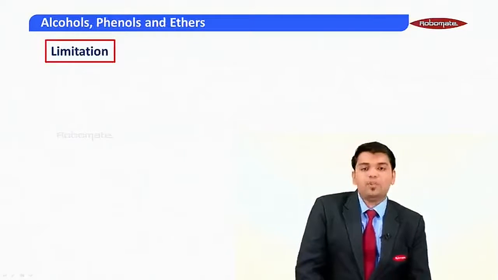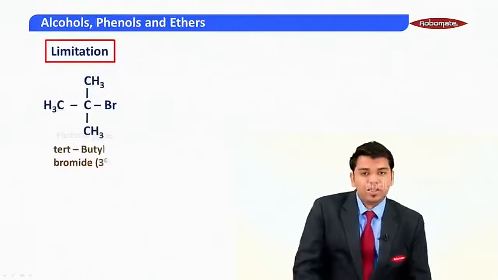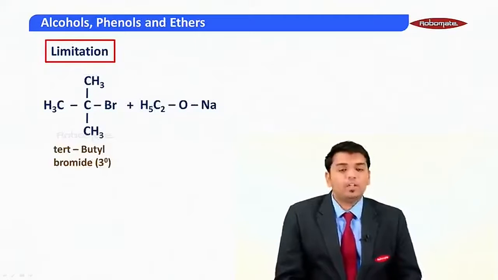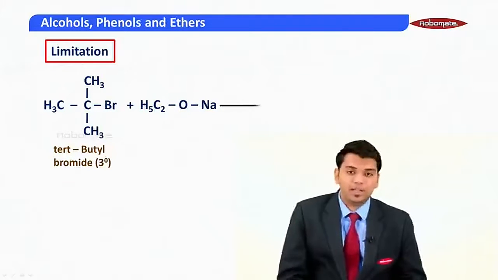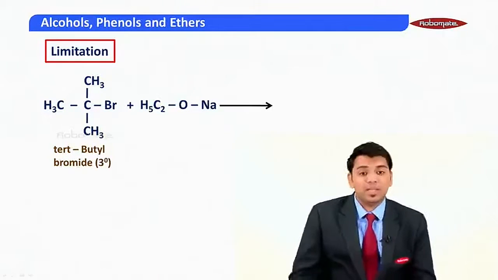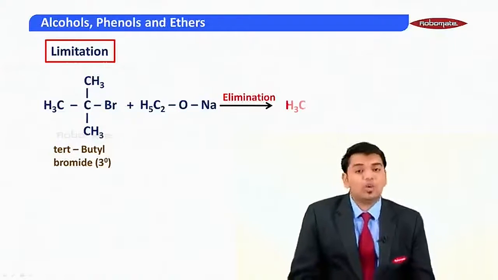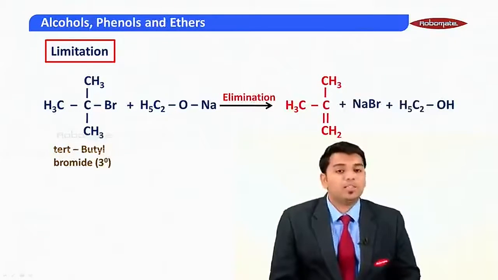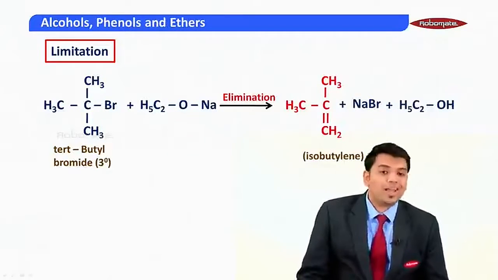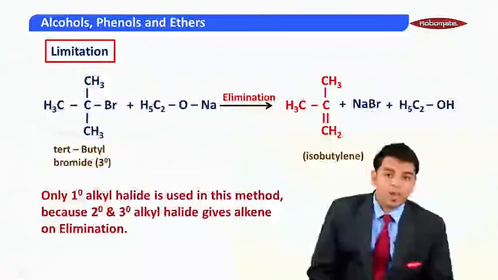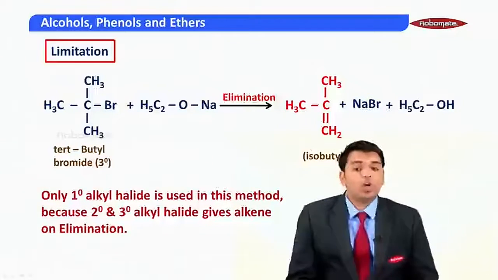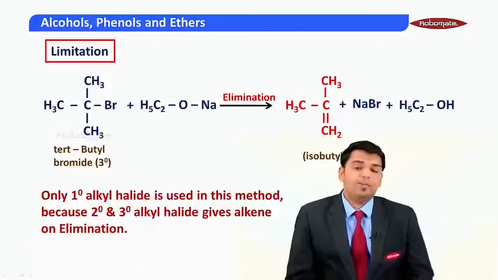Now moving ahead, let us have a look at its limitations. Now if we take a tertiary butyl bromide, which is a tertiary example, to that when we add C2H5ONa, that is sodium ethoxide, and when we heat them under alcoholic conditions, instead of undergoing substitution reaction, this system undergoes elimination reaction to give us isobutylene, NaBr and C2H5OH. But we had expected the product to be an ether, we got an alkene. So we must keep this in mind that only a primary alkyl halide can give Williamson's synthesis. Otherwise, if we use a 2-degree or a 3-degree alkyl halide, we would get an alkene.